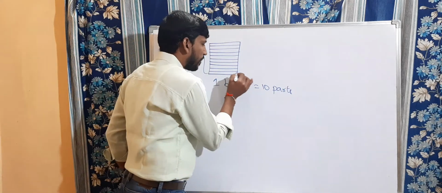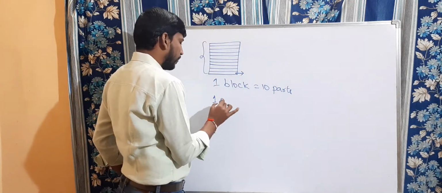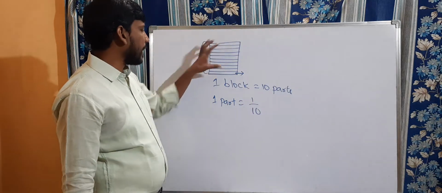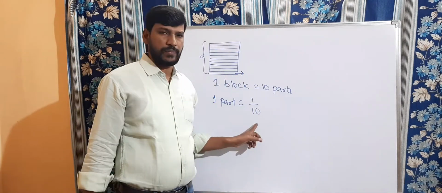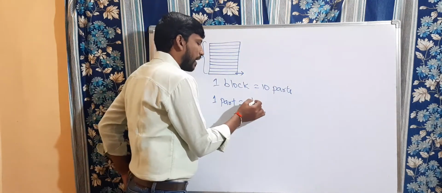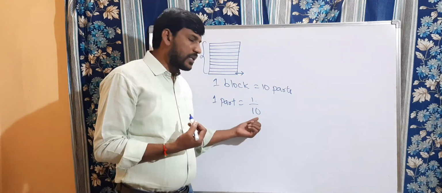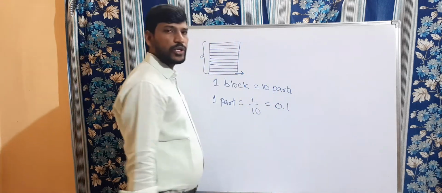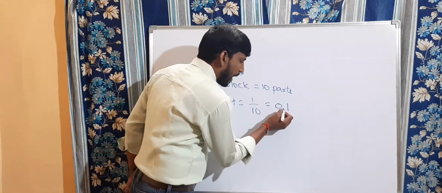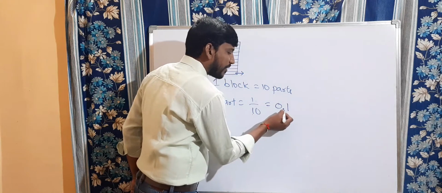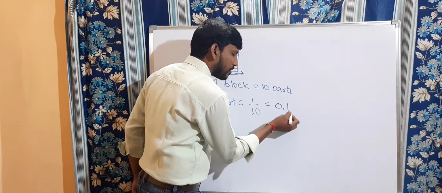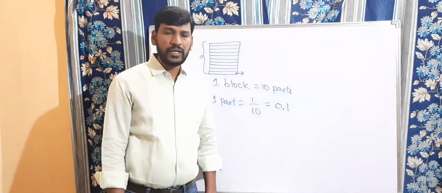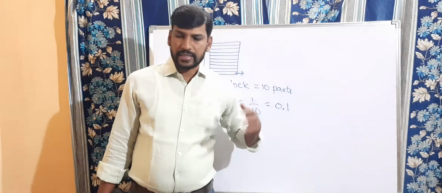Now what about counting this one part? One part is equal to 1 by 10. Clear? Totally 10 parts are there, and I am taking only one part. One part is nothing but 1 by 10. In this, the numerator is the part we are taking, and the denominator is the total. This 1 by 10 can be written as 0.1. This point shows that after the decimal point, only one value is there. That's why we need only one 0. Clear?